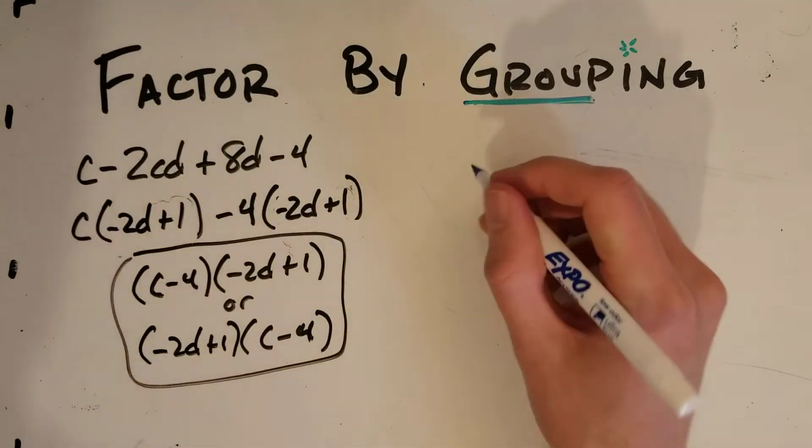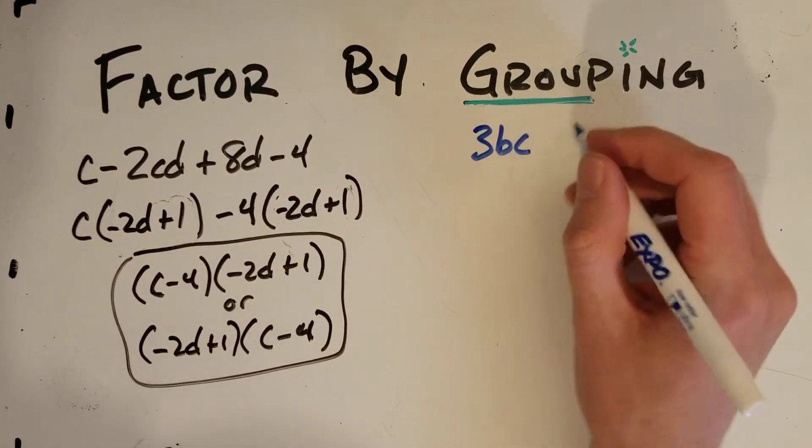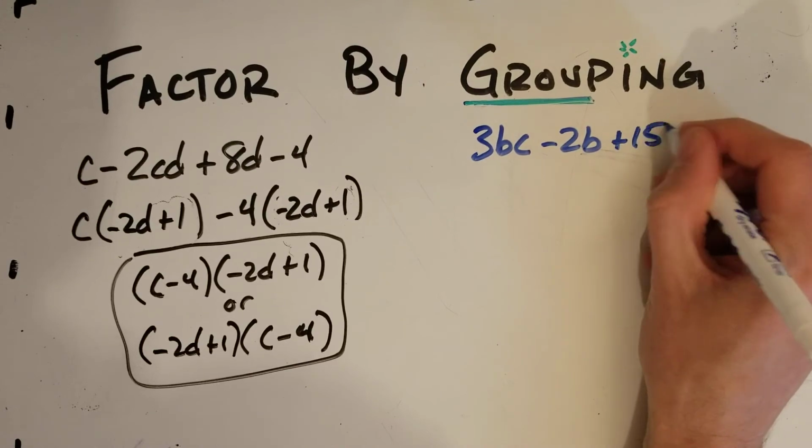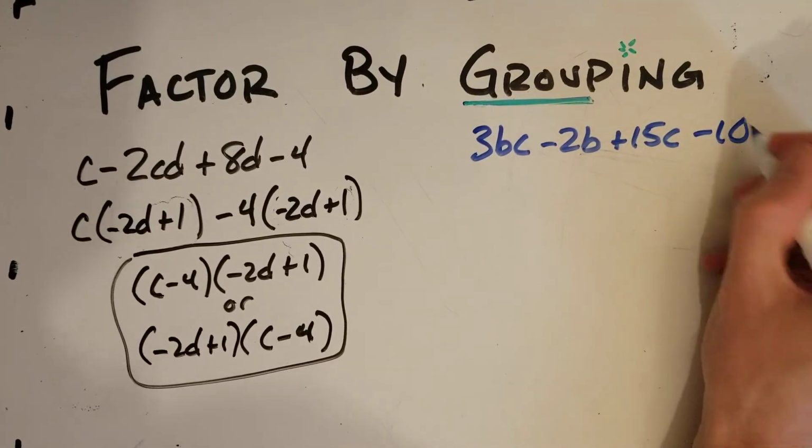Our second one, we have 3bc minus 2b plus 15c minus 10.